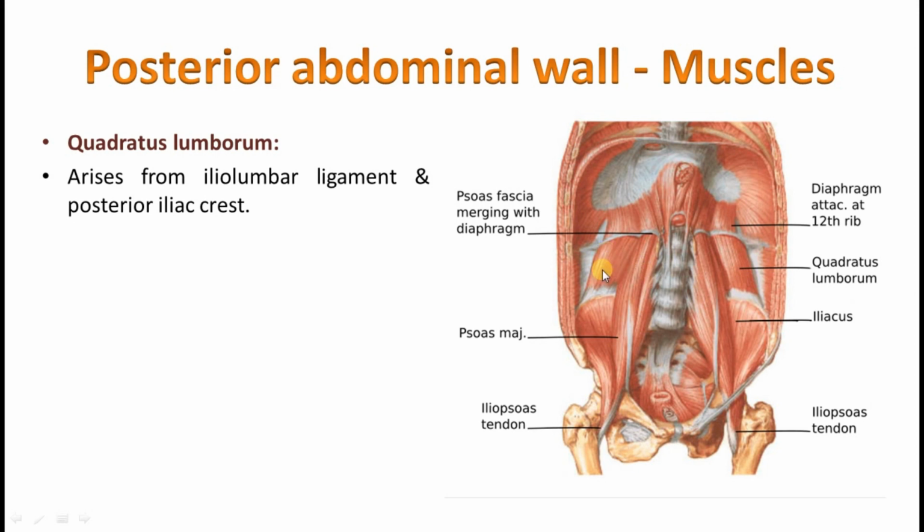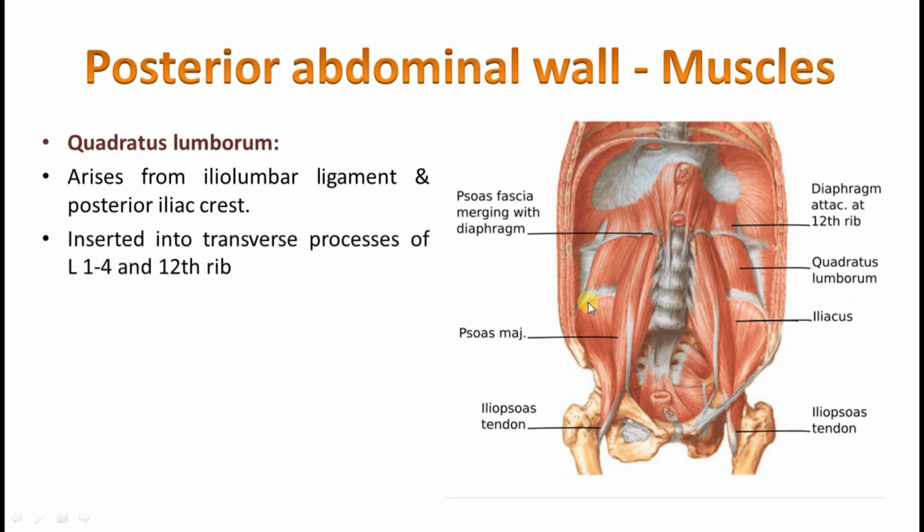It is present lateral to the psoas major muscle, and arises below from the ventral segment of the inner lip of the iliac crest and also from the iliolumbar ligament. The iliolumbar ligament is again a thickening of the thoracolumbar fascia. It is inserted into the transverse process of the first to 4th lumbar vertebrae and also to the 12th rib. The fibers pass above and get inserted into the 12th rib and also to the transverse process of the first or upper 4 lumbar vertebrae.